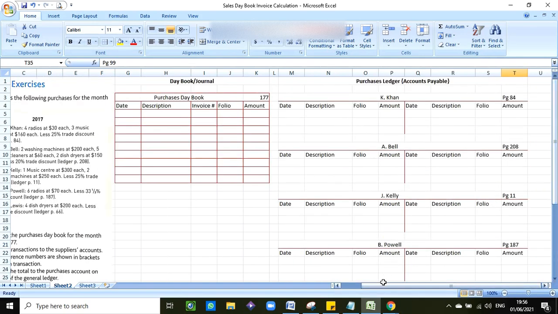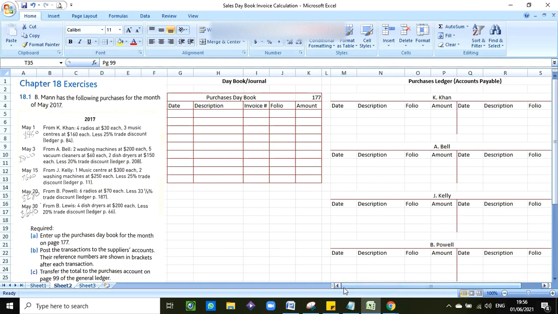Okay, so let's start with journalizing. Let's start using the purchases day book. So May 1st, you know that it's 450 that you need to journalize. It's 2017.